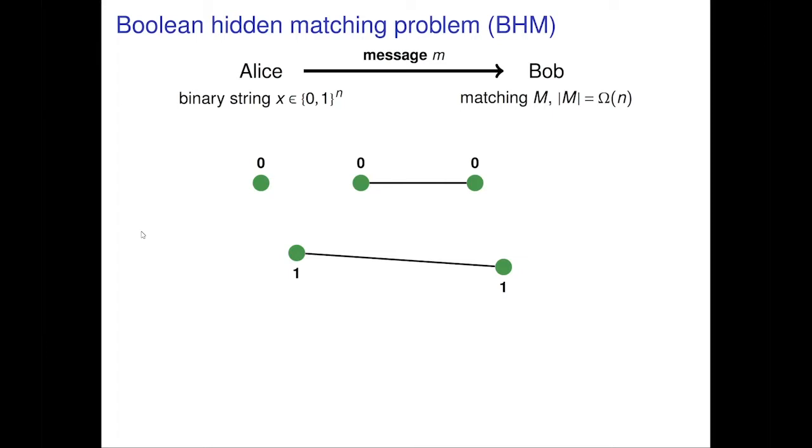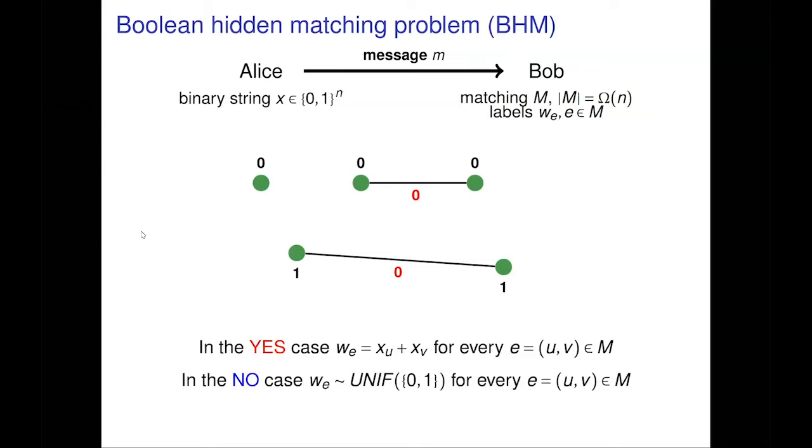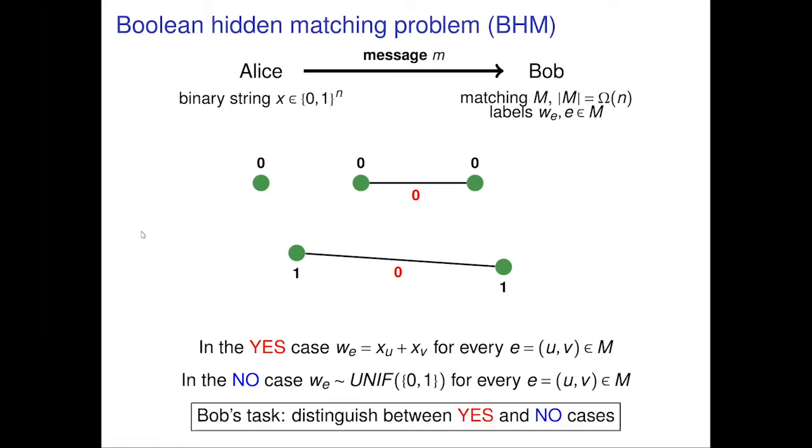Bob, on his side, has in hand a matching M. Think of it as a uniformly random matching of linear size in the number of vertices of the graph, and labels w on the edges of the matching. So here these labels are shown in red, so there are zeros on both of the edges. Good. There will be a yes case and a no case. In the yes case, the label of an edge e = uv is exactly the XOR of the bits of the corresponding endpoints. In the no case, the labels are just random garbage, so uniformly random 0/1s. And Bob's task is, given the message from Alice and the matching and the labels, to distinguish between yes and no.